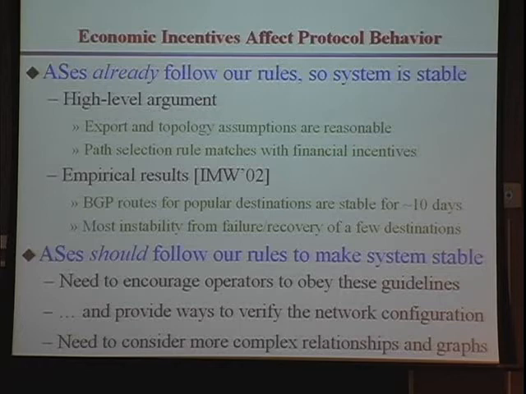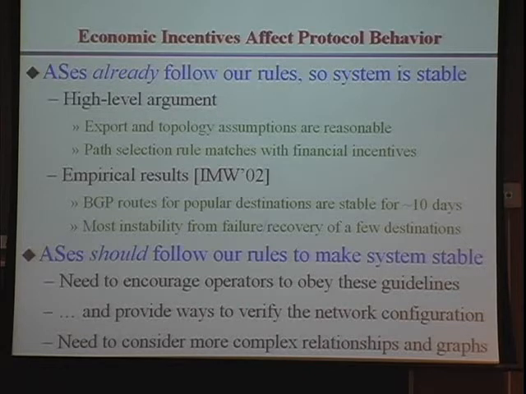So this is still bad, because the system is unstable. But first of all, it only affects destinations that receive very little traffic. And in fact, it appears to be caused by equipment failure, not by policy oscillation. Now this is by no means a proof, but it's certainly consistent with our observation that the system shouldn't be oscillating if people are obeying their business incentives.